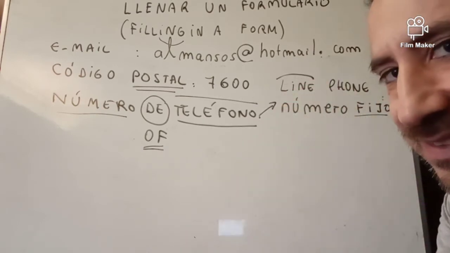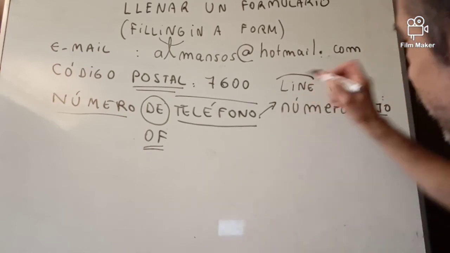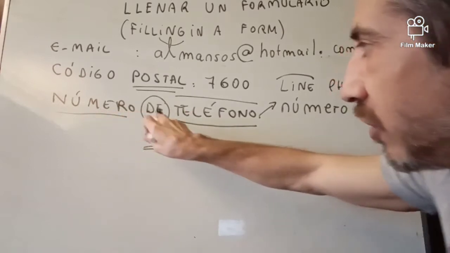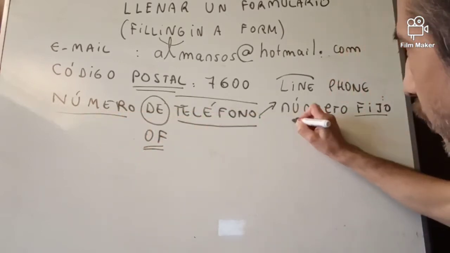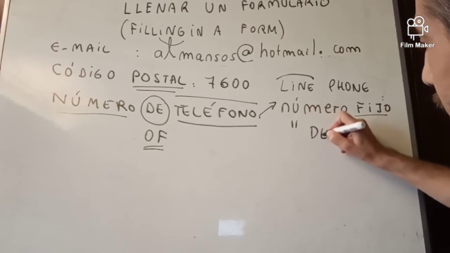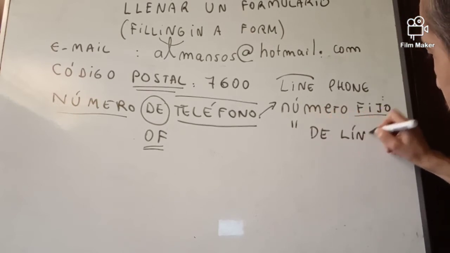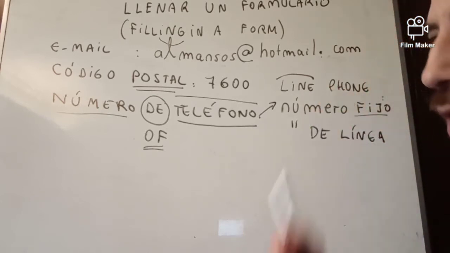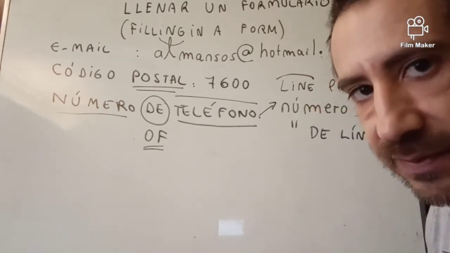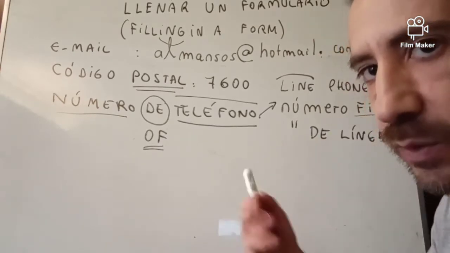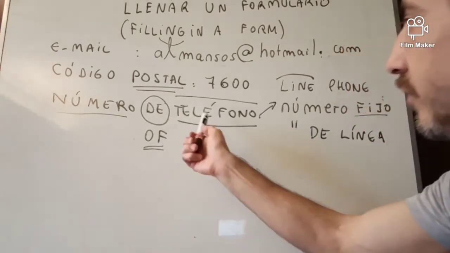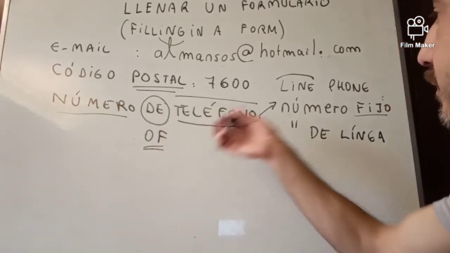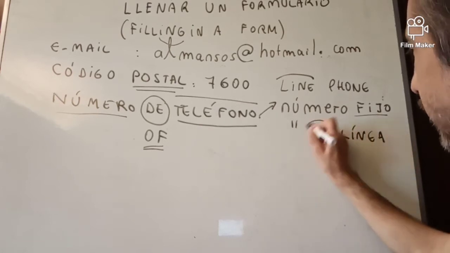What I've just said, line number, we do it this way, número de línea. So, número de línea. As if you said phone of line. I know you don't say it like this, but this is the way we do it. Phone of line, or number of the phone. Well, we always do it in this way.